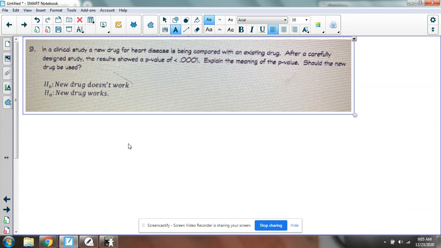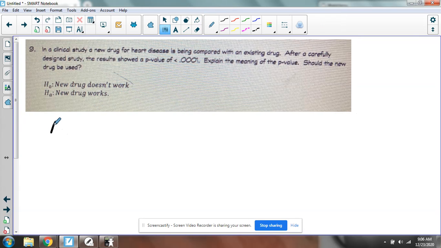Okay, this says in a clinical study, a new drug for heart disease is being compared with an existing drug. After a carefully designed study, the results showed a p-value of 0.0001. Explain the meaning of the p-value. Should the new drug be used? Well, the p-value is how likely the new drug works given that it doesn't work. So basically, we're assuming this is true. So we'll assume H naught is true.